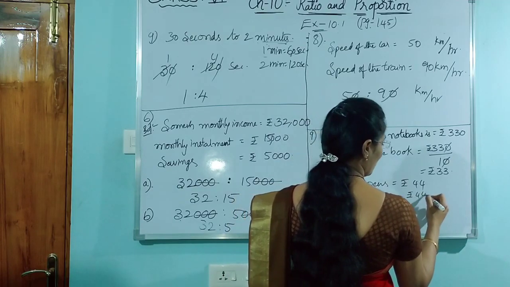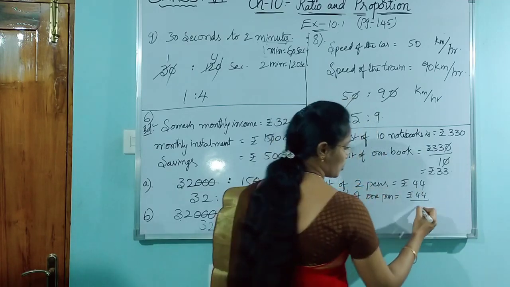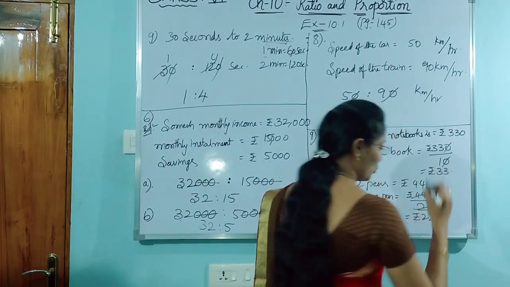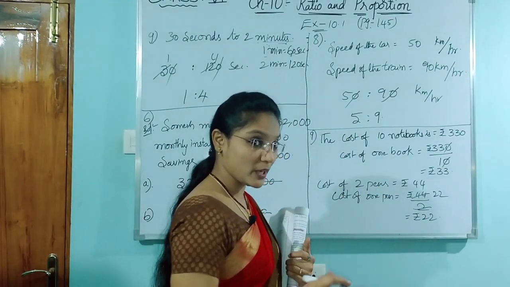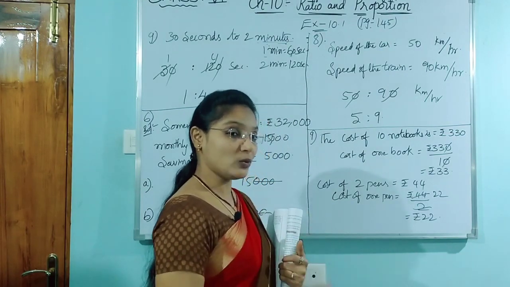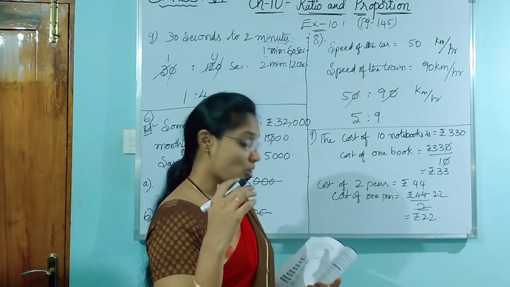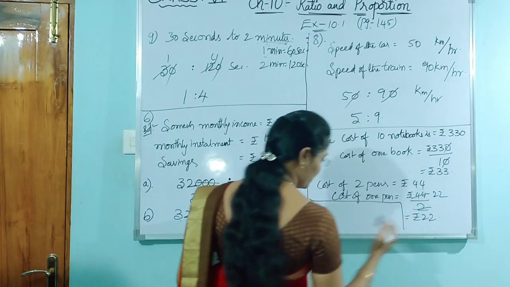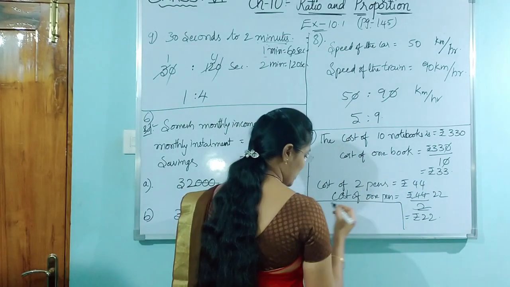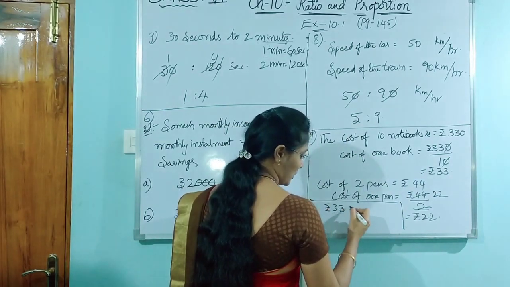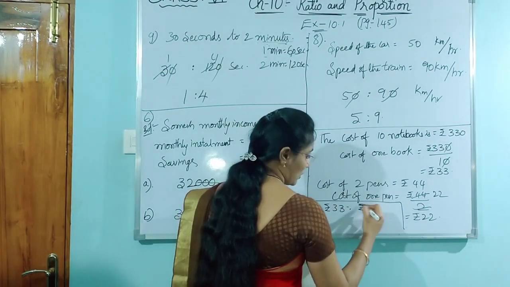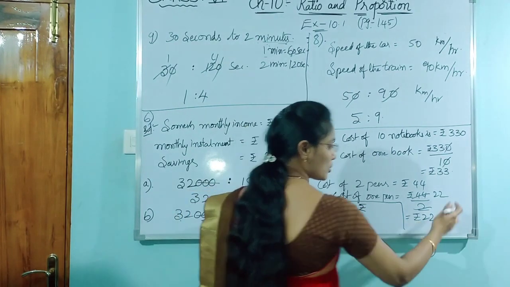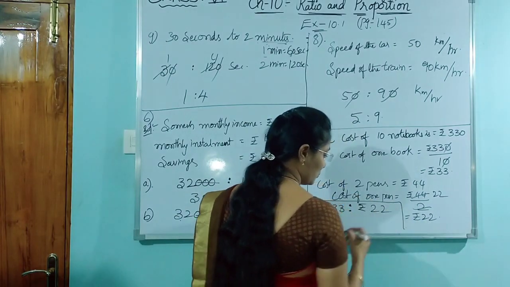Total amount divided by the number of items, 2. How many? 22. So 22 rupees is the cost of one pen. Now we have to find the ratio of the cost of one notebook and the cost of one pen. One notebook is rupees 33. Both are in the same units. Cost of one pen is rupees 22.